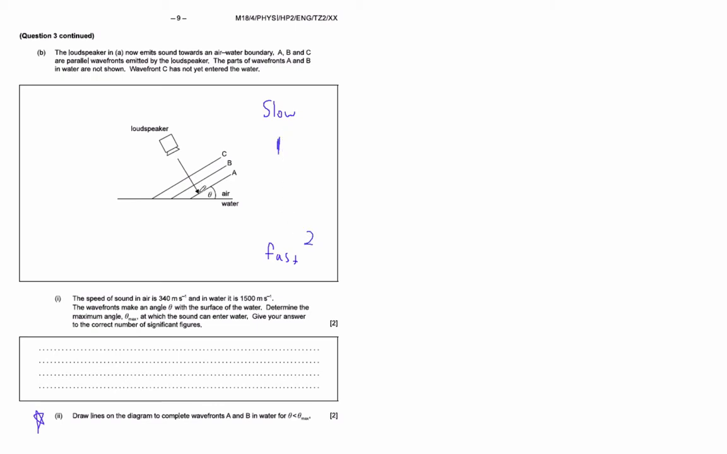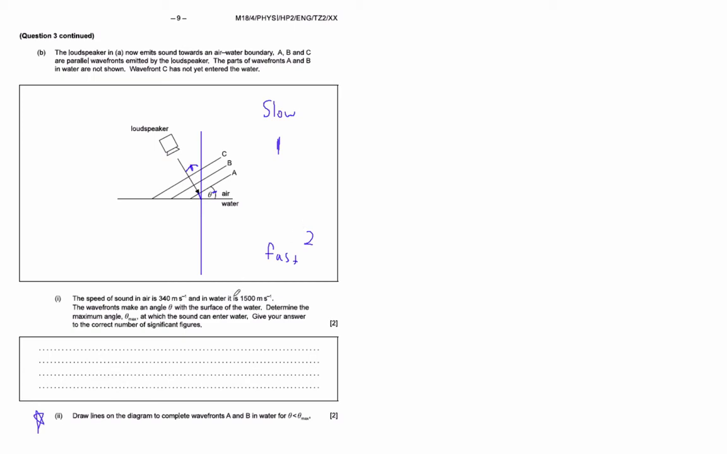Okay, this is going to come in like this, and it's going to refract. And what it says is, determine the maximum angle. And by the way, this angle here is the same as this angle. Okay, so these are the wave fronts. This is the direction of travel of the sound. So this is compression, rarefaction, compression, rarefaction, compression, in that longitudinal wave.